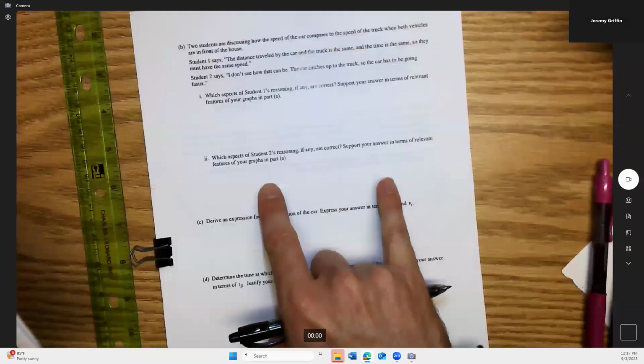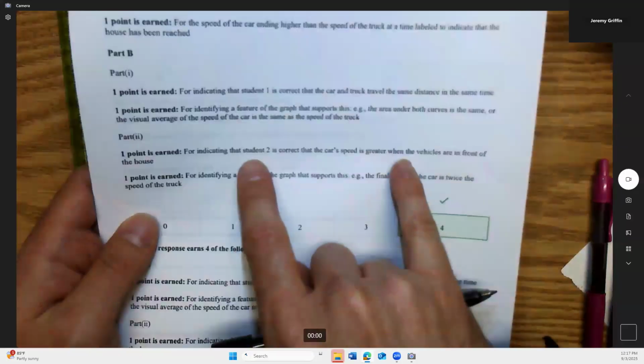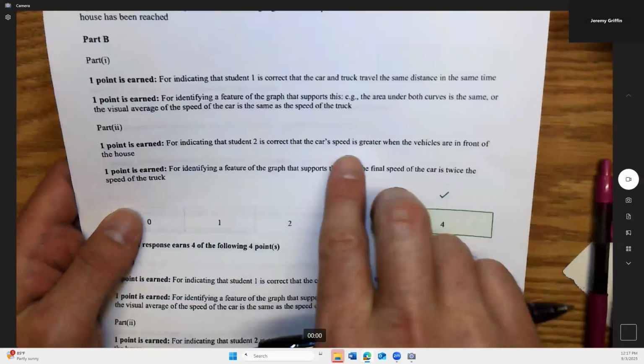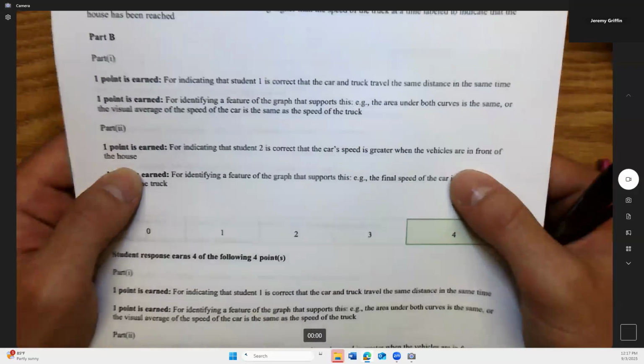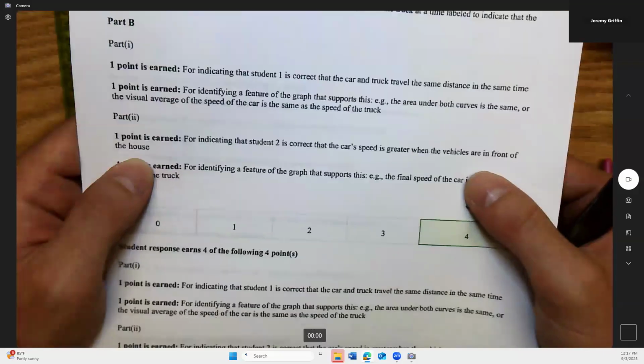Right, double I. All right, so now we're on to student 2. How was he correct? Okay, 1 point for indicating that the car speed is greater when both vehicles are in front of the house. True. When they're both in front of the house, the car is going faster. In fact, it's going exactly twice as fast.